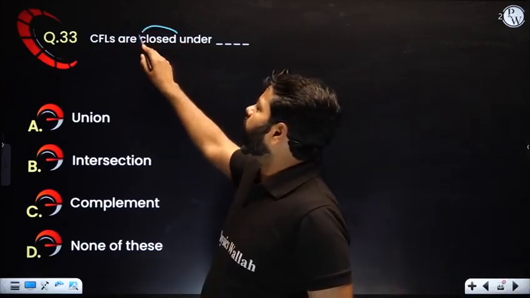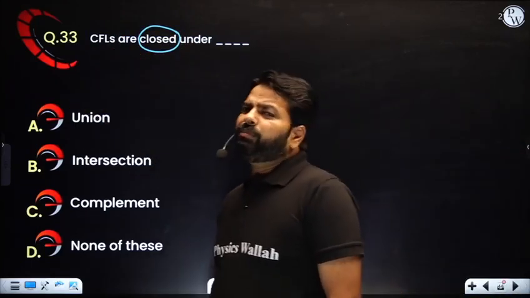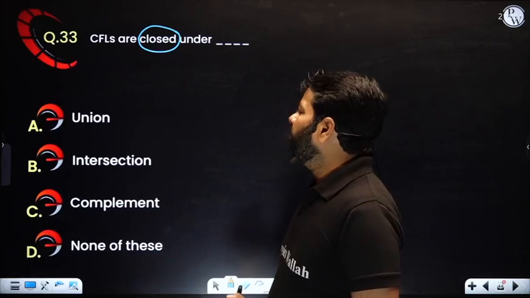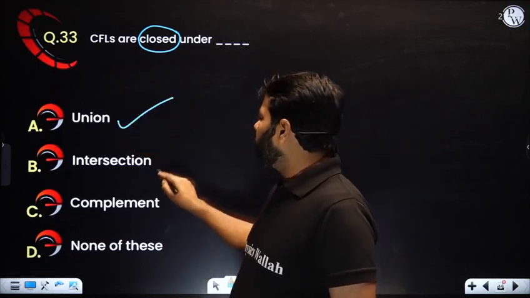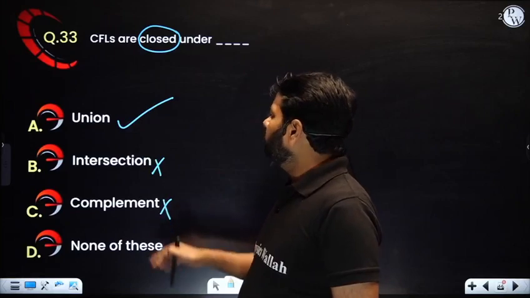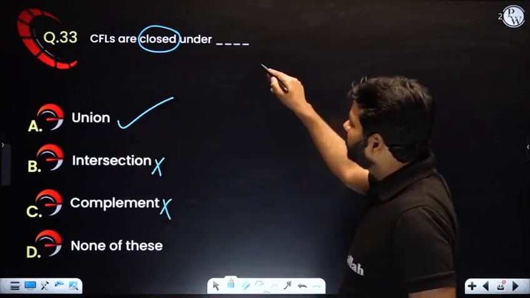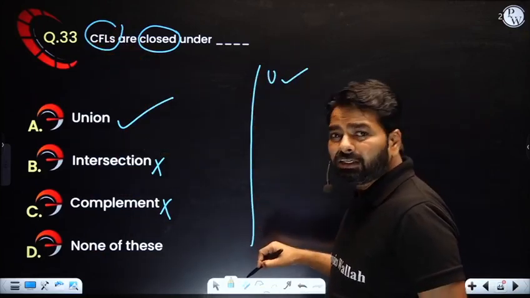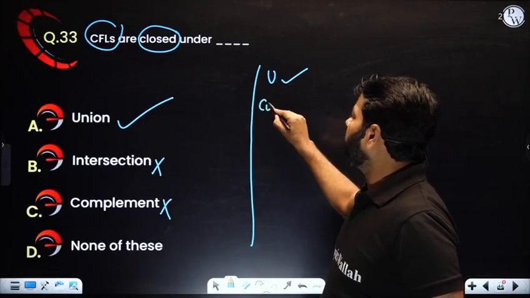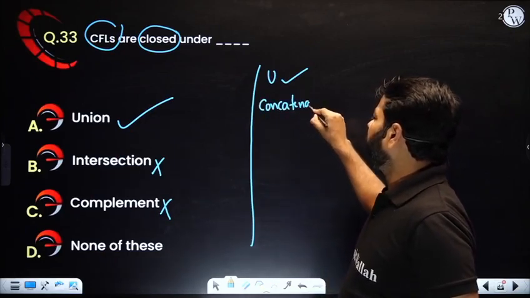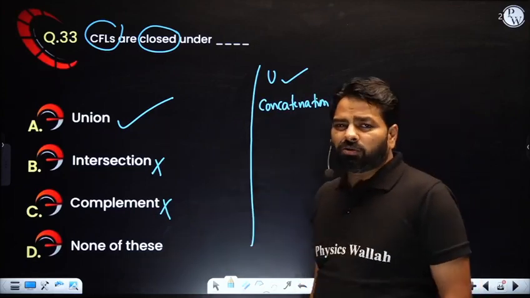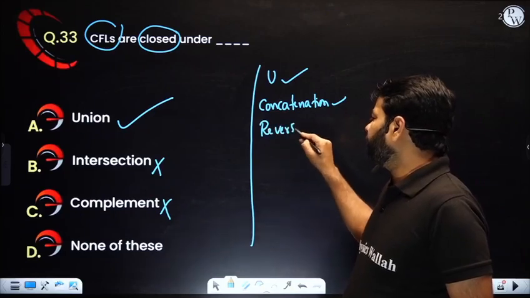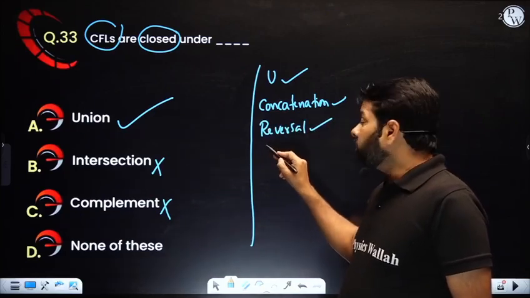CFLs are closed. When you talk about closed, a very big list is there for CFLs. Remembering would be difficult, but not closed you may remember. Union is closed, intersection is not closed, complement is not closed. But when you are talking about the big list for CFLs, many things are closed. Union closed. What else is closed? Concatenation is closed, dot. Intersection complement is not closed. Set difference is also not closed. What else is closed? Reversal is closed.